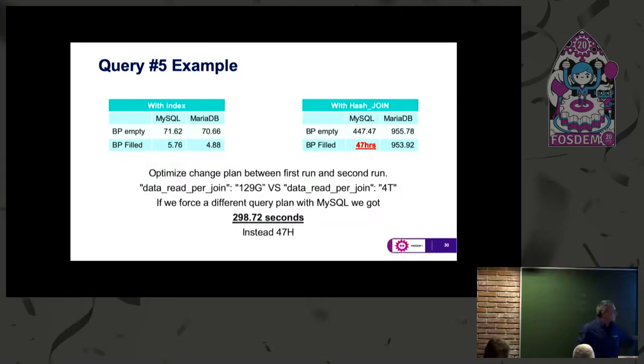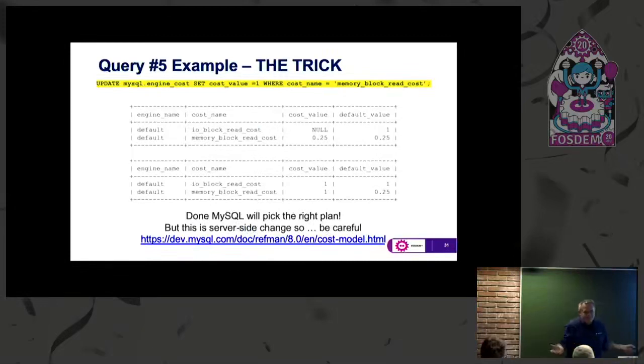The problem here was that the plan was changed by the optimizer, and it was not recognizing a few things correctly, and it was executing a crazy query. In fact, in the first run, the one with the buffer pool empty, the data read for that specific join was only 129 gigabytes. But in the second run, when the buffer pool was filled, it was reading 4 terabytes of data, just because it was re-iterating. Wrong plan. Of course, there are ways of fixing this.